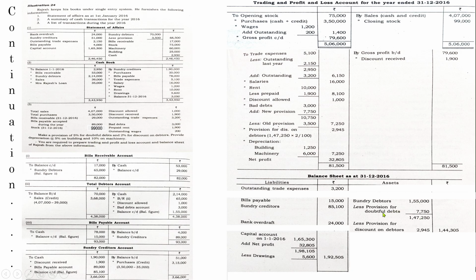So debtors less new provision less discount. After adjusting these two amounts, show the net amount. Provision for doubtful debts has to be reduced from debtors, and also discount provided on debtors has to be reduced from debtors, so as to get the actual debtors by the end of the period. Next one, bills receivable account. Go to the corresponding bills receivable account. Closing balance is 29,000. Show the 29,000.